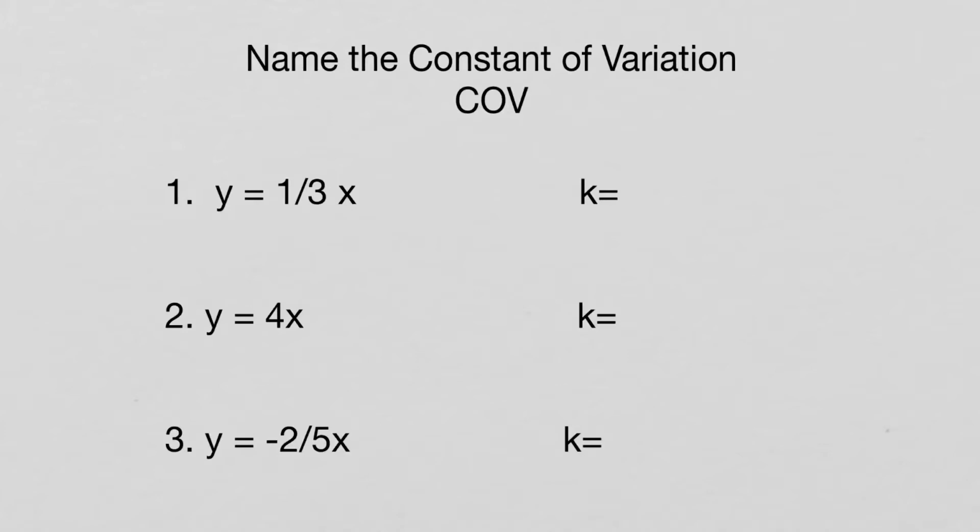In the first equation, y is equal to 1/3 x. Our constant of variation is going to be 1/3. In our equation, y equals 4x, our constant of variation is going to be 4. In our equation, y is equal to negative 2/5 x, our constant of variation is negative 2/5. So you can see that the constant of variation is the number that is being multiplied by x.